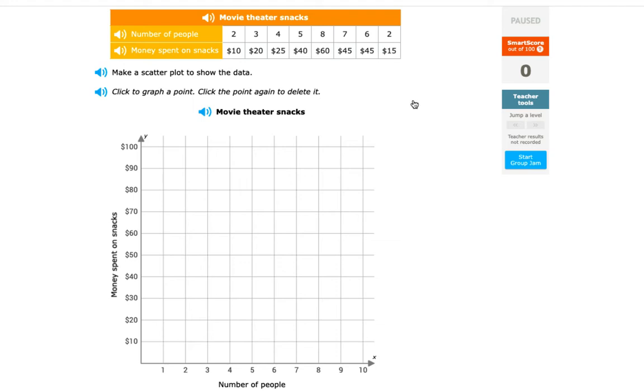So here we've got a situation: the number of people that go to the movies and the amount of money spent on snacks. A scatter plot is literally just a graph of the data points. So X will be the number of people and Y will be the amount of money spent on the snacks. So 2 people, $10. All we need to do is go to the coordinate (2, 10) and put a dot.